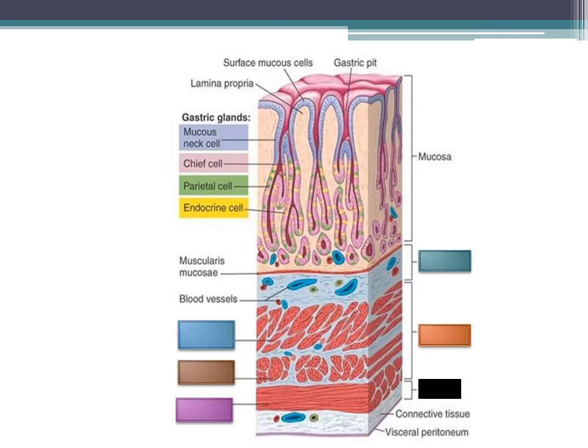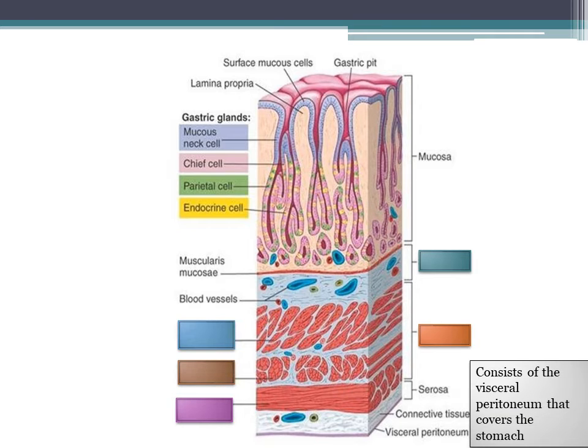Starting from the outermost layer, we have serosa. Serosa is a smooth tissue membrane made of 2 layers of mesothelium. The purpose of this layer is to reduce friction from digestion. It also consists of the visceral peritoneum that covers the stomach.